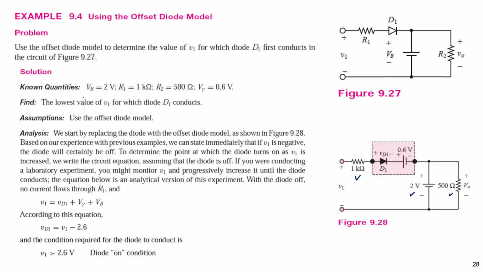Okay, so to determine the lowest V1 to get the diode to conduct, it's not just 2 volt, but it would be 2 volt plus 0.6, right? So to make the diode conduct, V1 needs to be more than 2.6 volt. The diode will conduct only when V1 is more than 2 volt plus 0.6 volt, which is 2.6 volt.